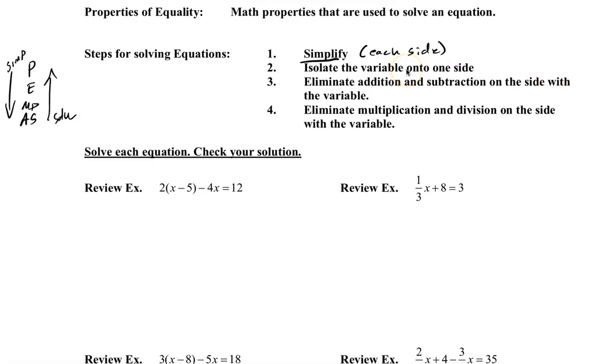So we're going to simplify each side first. And then we're going to want to isolate a variable on one side. Left or right, doesn't really matter. Then we want to generally eliminate the addition and subtraction portion of it first. Example down here, right? We want to get rid of the plus 8 first. So we'll subtract 8 from both sides. And then once you do that, you eliminate the multiplication and division side, the thing right next to the x. That's the last thing you want to do. And that's kind of the concept.